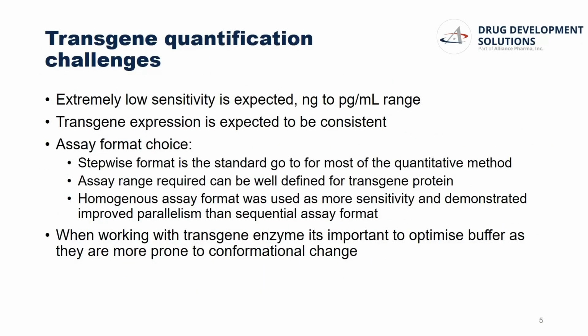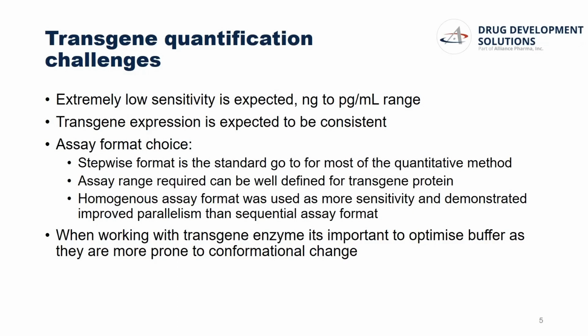So in terms of transgene quantification, there are some key components that need to be considered. Especially the sensitivity is very key, as already mentioned in my previous slide. Sensitivity of some of these transgene products can be in a very low nanogram or picogram range. However, one of the good things about these transgenes is that you expect them to be consistently expressed at a certain level. So therefore, the dynamic range of the assay required is not very large.